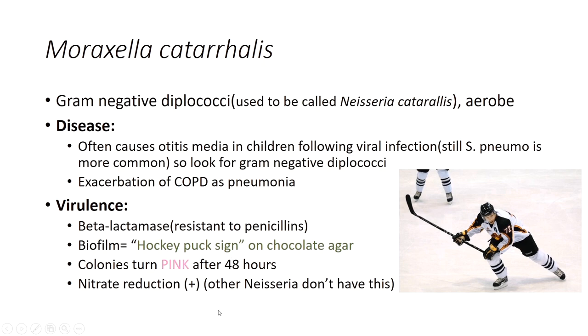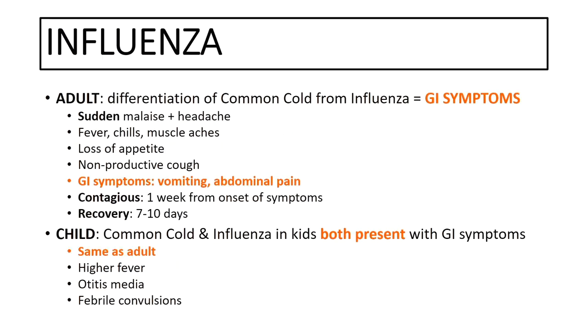So these colonies turn pink after 48 hours on this, after we push it around for a few hours on that agar. That's 48 hours later. That's a key feature they like putting up in stems. So how to differentiate this from other gram-negative diplococci, which are your other Neisseria, your gonorrhea and meningitis, is this guy reduces nitrates. All right, let's talk about some of our influenza.